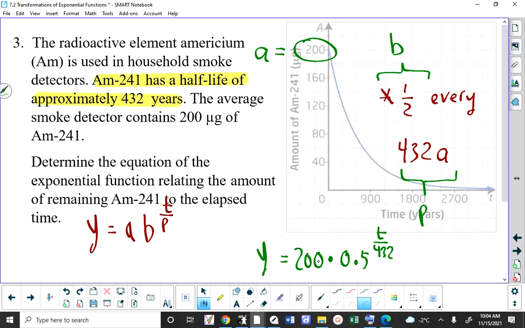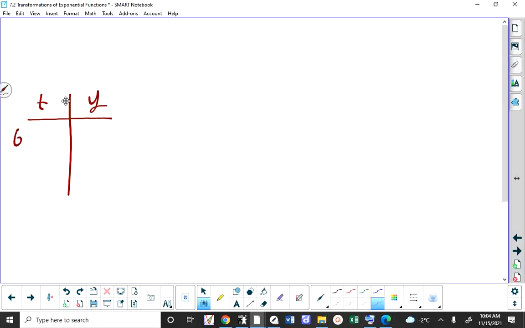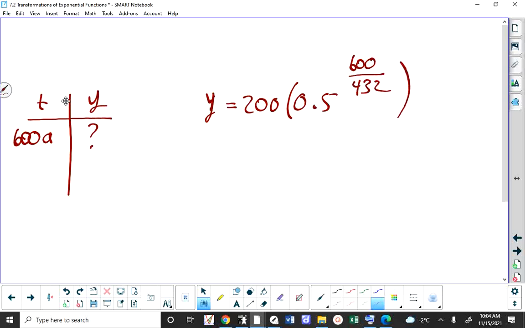If I said to you, how much will remain in 600 years? In fact, I'm going to add that on paper here. We've got lots of time today. If I said how much is left after 600 years, all you would do is take the formula and put 600 in for t.